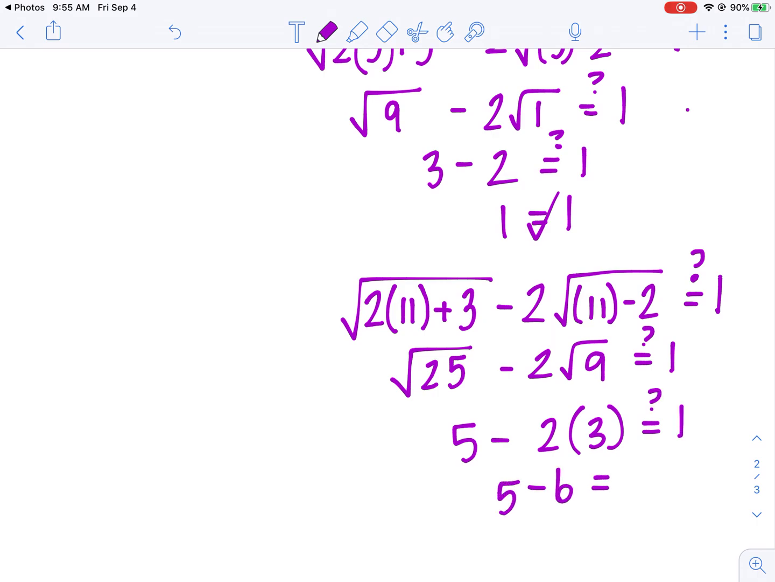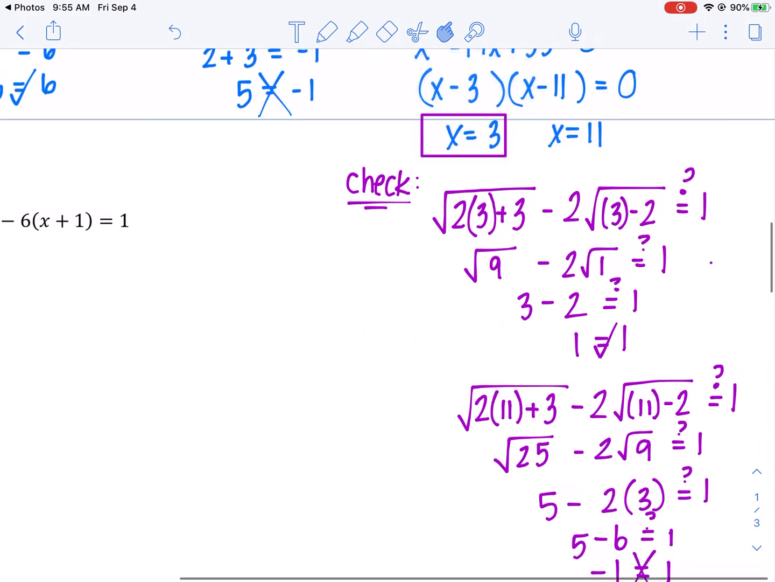I'm noticing this is not going to be right, but I need to get all the way down to the end. Negative 1 does not equal 1. So this is not a solution.